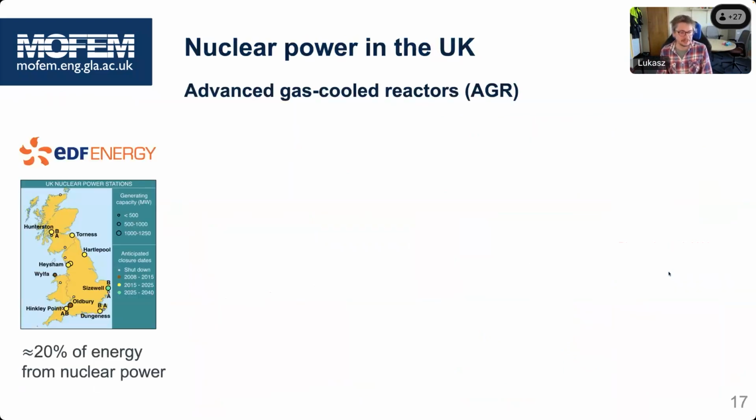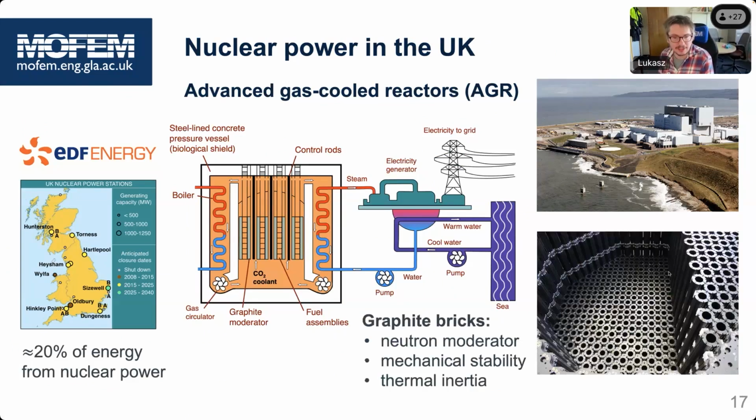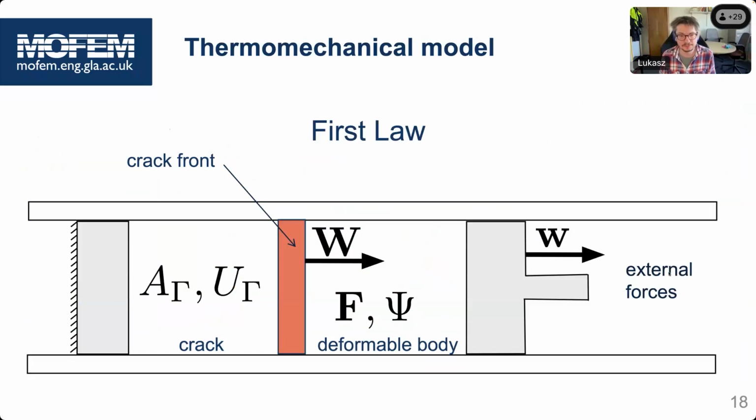But the main funding for a long time is associated with the advanced gas cooled reactors. This is a special type of reactor in the UK where the moderator is graphite. Graphite is the moderator, but heat is taken by CO2, and then those reactors operate at a higher temperature.